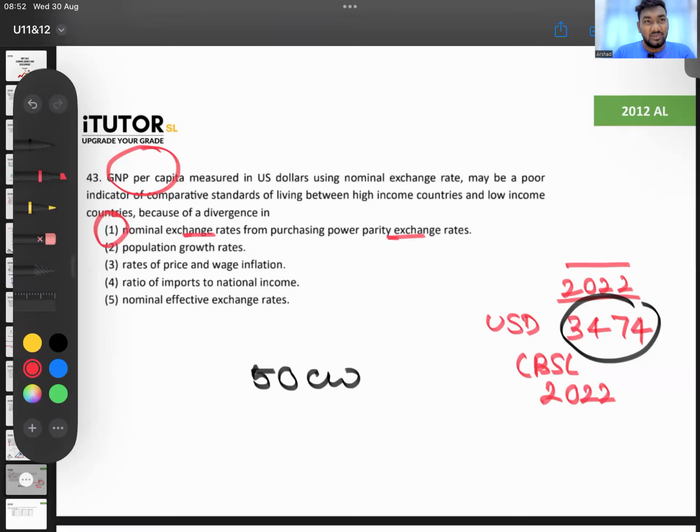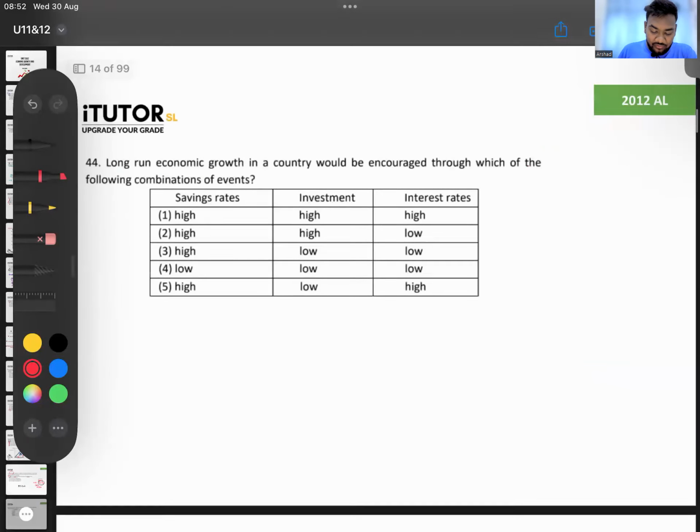This is a little connected to unit number 10, which we have not done yet. So in the past paper class, I'm not going to explain too much. I'll explain what the purchasing power parity exchange rate is and what the nominal exchange rate is when we do the unit number 10 MCQ. Okay, we'll go to 44.